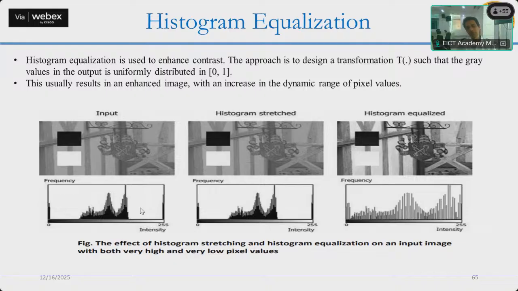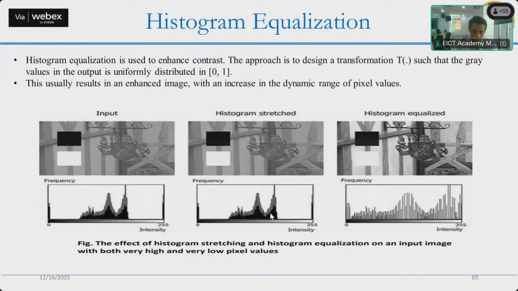So one process is when we are stretching. When we are doing histogram stretching, what is the impact? We see the impact here. When we are doing histogram equalization, you can observe that not only have we stretched it, but it has also become flattened.